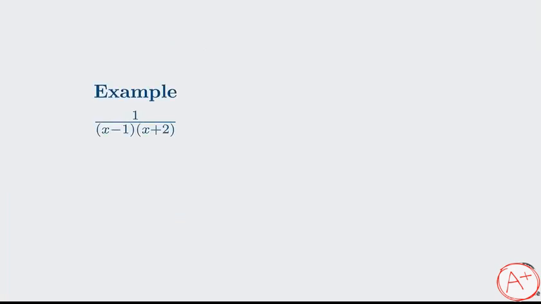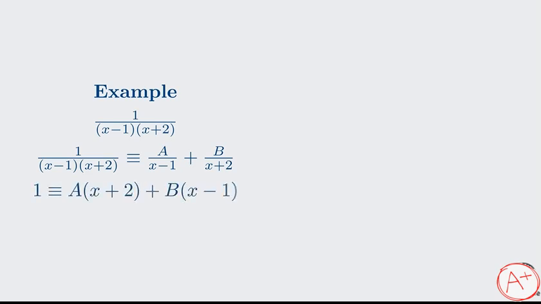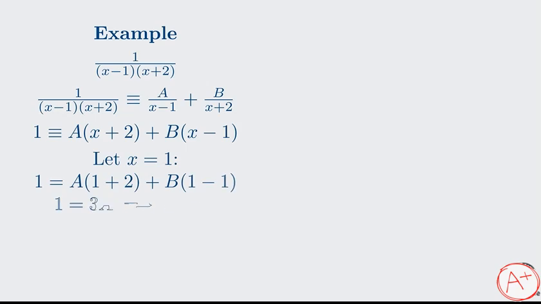Let's express 1 over the product of x minus 1 and x plus 2 in partial fractions. First, we set up the identity by assigning a constant to each linear factor. Next, we multiply the entire equation by the common denominator to clear the fractions. To find the constants a and b, the substitution method is often the most efficient. We choose values of x that make one of the terms 0. By letting x equal 1, the b term vanishes, allowing us to solve for a as 1/3.